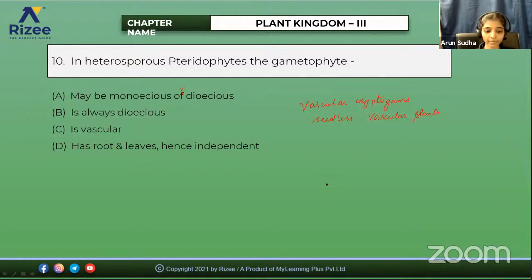Then the young fern leaves and rhizome are protected by 1 root cap, 2 ramenta, 3 roots, and 4 leaf bases. So which will be the correct answer for this? Ramenta, yeah, just now we saw, right? In the case of ferns, leaves and rhizome are protected by ramenta.